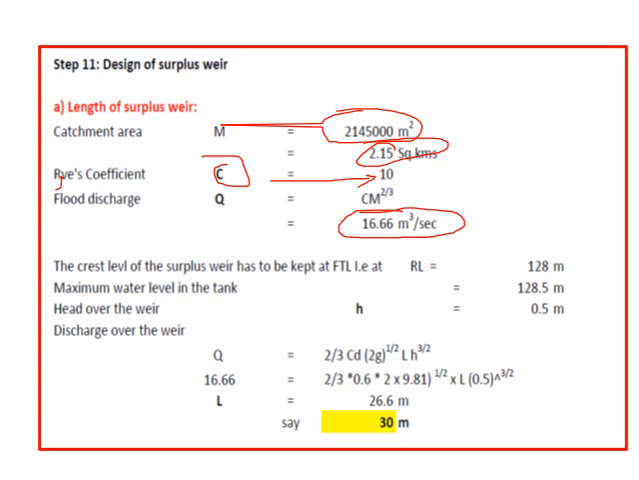So you know that the crest level of the weir is kept at the full tank level. We already decided the full tank level, which is at 128. The maximum water level we have also decided, which is 128.5. So therefore the driving head for the weir is 0.5 meters. You know that Q is equal to 2 by 3 Cd root 2g L H to the power of 3 by 2. So you know the flood discharge, you know Cd is 0.6, and the driving head is 0.5 meters. So we can find out what should be the length of the weir. The length of weir comes to about 226.6 meters, accounting for the dam stones. So we can fix the length of the weir as 30 meters.